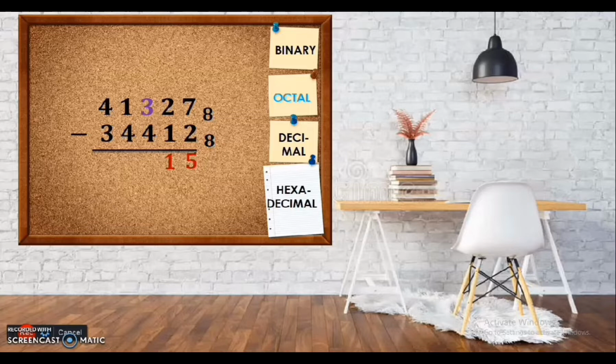That is why we will be following the rules. Okay? We will borrow from the 1. And once we have borrowed, we will have an 8. Since we are in base 8, 8 plus 3 is now 11. And that 11 will now be subtracted by the denominator 4. 11 minus 4 is 7.